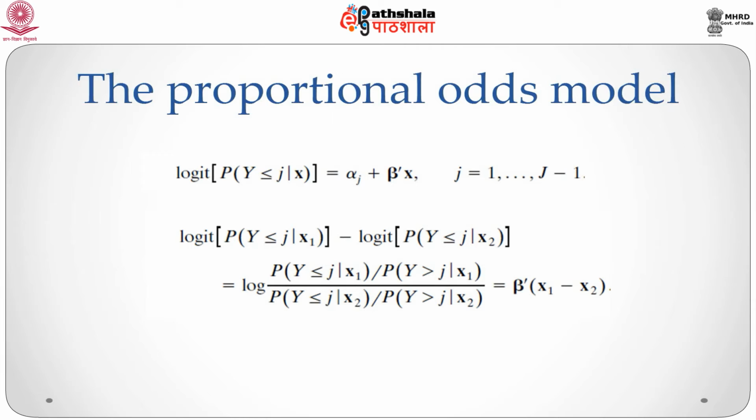This means that we can get logit of probability y less than or equal to j given x1, for a value x1 of the covariates x, minus logit of probability y less than or equal to j given x2, as the ratio of the corresponding odds, and this turns out to be beta prime into x1 minus x2. That is, it depends only on the difference x1 minus x2. This is possible because the model has the same effect beta for each of the logits.